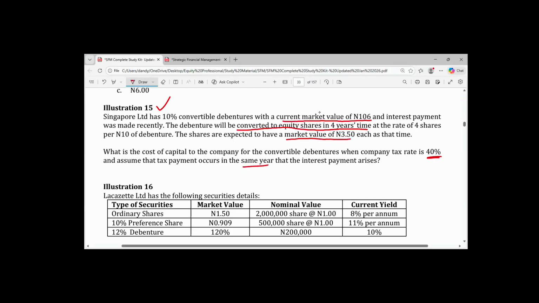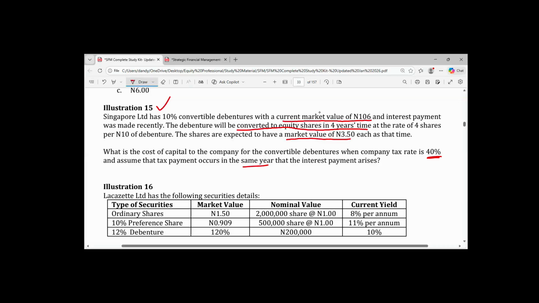Thank you, Tosin. Yes, that is the question. You are asked to calculate the cost of capital to the company for the convertible debenture. In this question, you are given tax rates. That means you must adjust for tax on your interest. Then two, the market value given to us is 106 naira. We are told that debenture interest was paid recently. It means that the 106 naira is already the ex-interest price. Do nothing. No adjustment is needed.